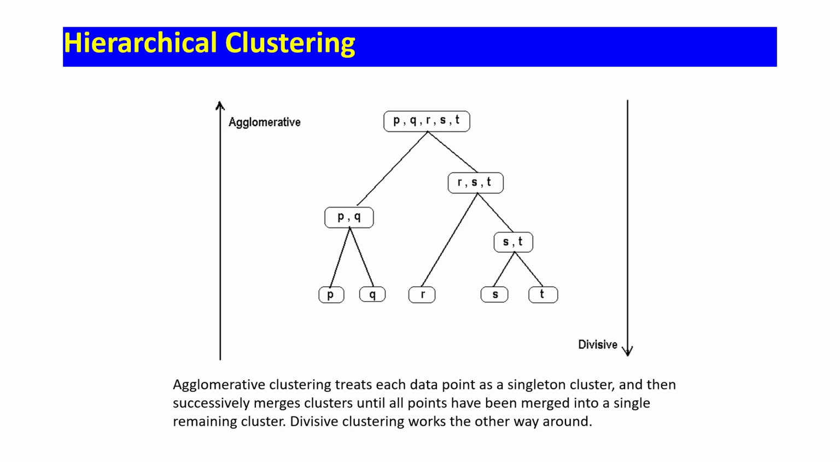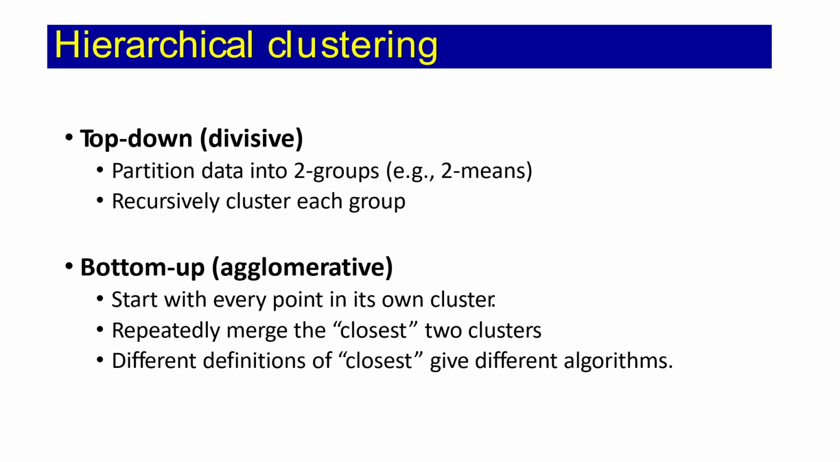Divisive is exactly the opposite. You start with all of them together. First you divide into RST and PQ, then you divide into R, S, T and P, Q, and finally all of them are divided. You understand, right? This is how hierarchies are defined among the clusters.